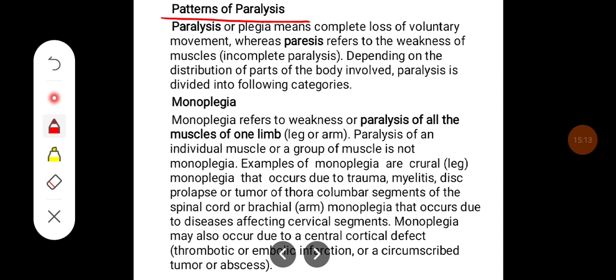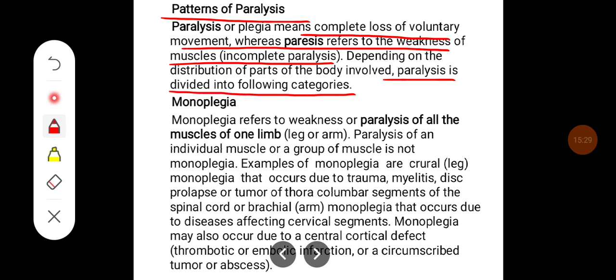Regarding the pattern of paralysis, plegia means complete loss of voluntary movement, whereas paresis refers to the weakness of the muscles, that is, incomplete paralysis. Depending on the distribution of the parts of the body involved, paralysis is divided into the following categories. Monoplegia refers to the weakness or paralysis of all the muscles of one limb, that is leg or arm. Paralysis of individual muscle or group of muscles is not monoplegia.